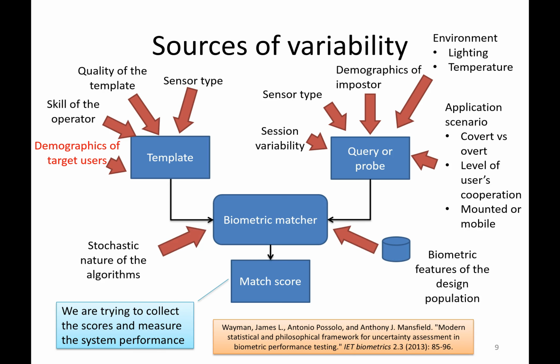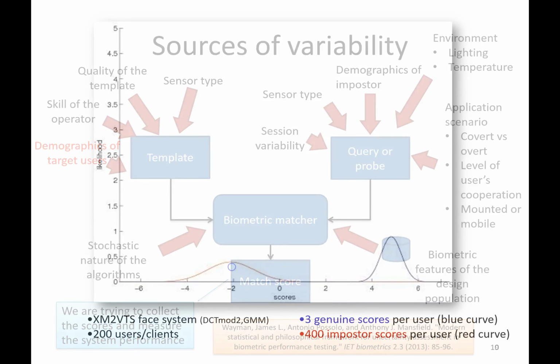But that's not the end of the factors. The other factor is the stochastic nature of the algorithm. That is another factor, not important, but still one factor. And the other one is the design population of the biometric database. If you think about it, we try to measure the performance based on the matching score, and there are so many factors we have to take into account. So you can see how challenging it could be just to quantify the correct performance. Giving a number on the performance of the system is actually quite tricky.